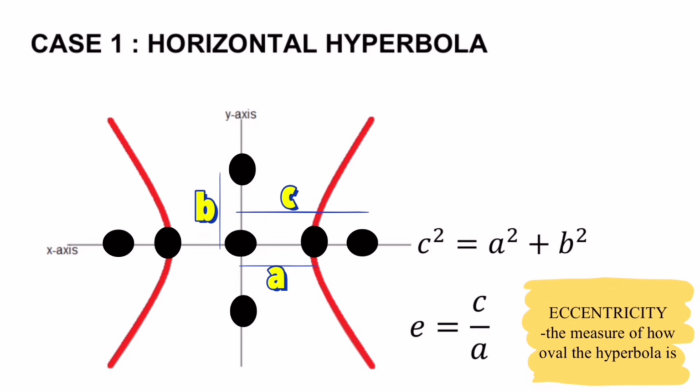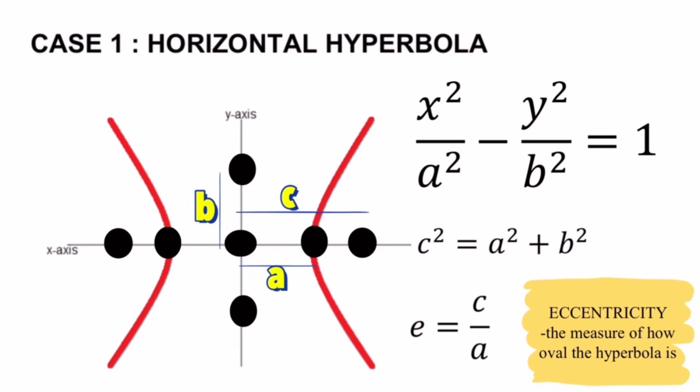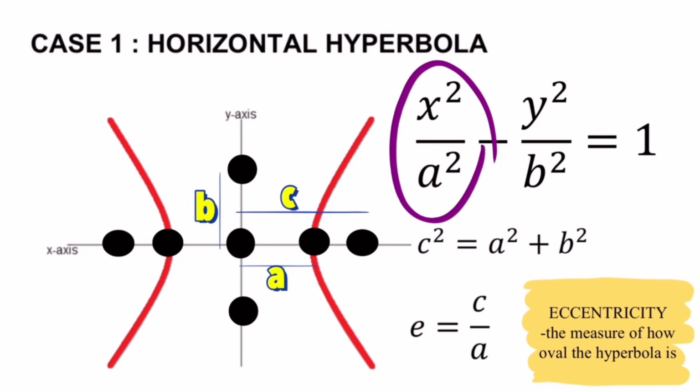Now, the standard formula for a horizontal hyperbola is x squared over a squared minus y squared over b squared equals 1. Please notice this. Since our a is on the horizontal axis, we therefore placed it under the x squared. And since our vertex is on the horizontal axis, the x squared over a squared is positive.